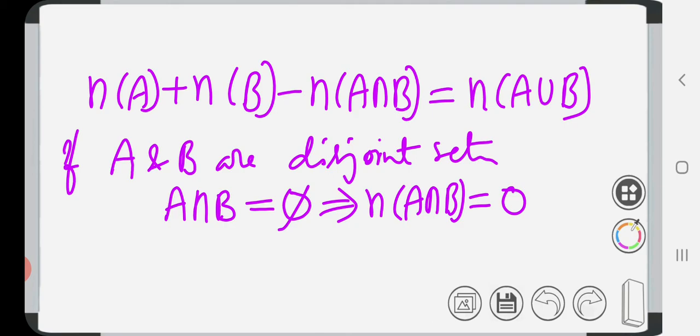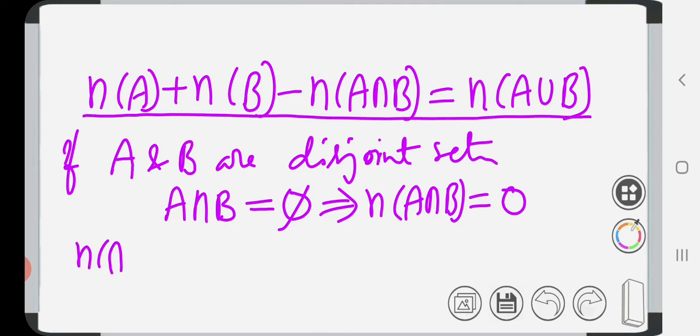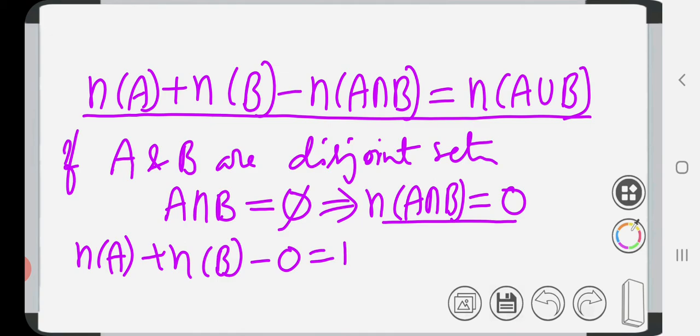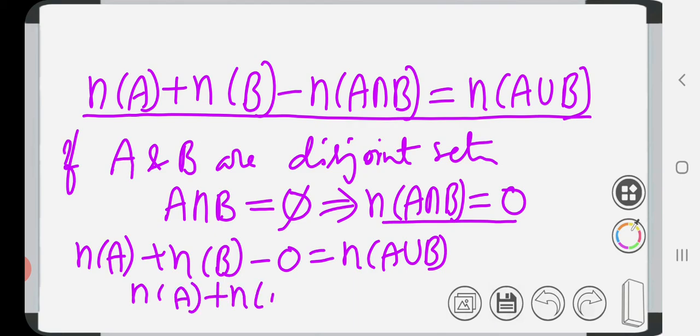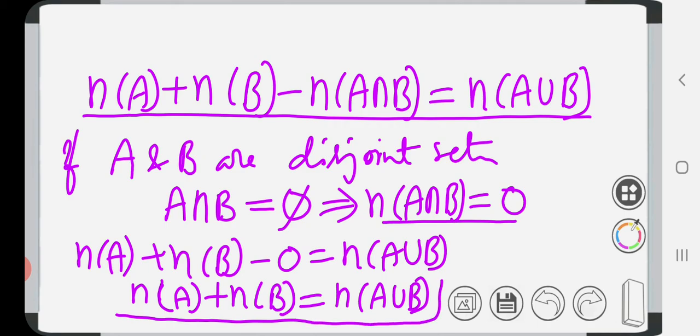Then if you observe this relation, n(A) plus n(B), n(A intersection B) is 0, so minus 0 is equal to n(A union B). That means when A and B are disjoint sets, we get the relation n(A) plus n(B) is equal to n(A union B). This is important. If A and B are disjoint sets, we get the relation like this.